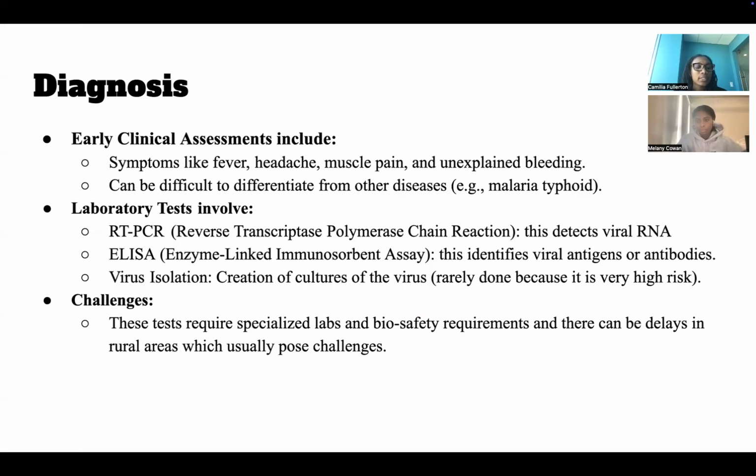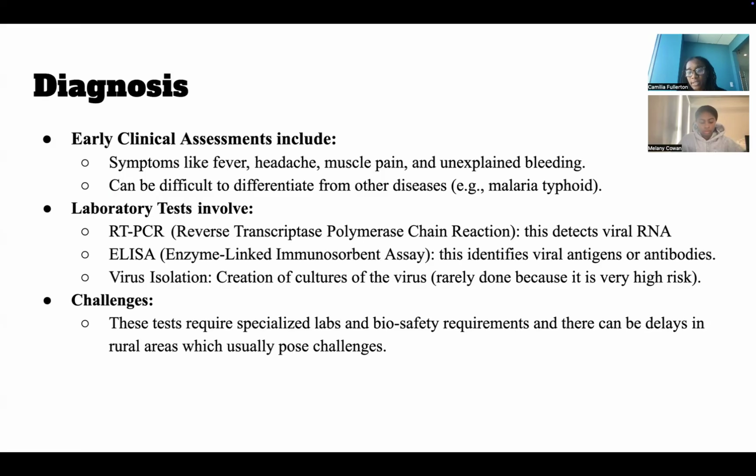And for laboratory tests involved, you have the RT-PCR, which is the reverse transcriptase polymerase chain reaction. This detects the viral RNA. And then you have the ELISA, which is the enzyme-linked immunosorbent assay. This identifies viral antigens and antibodies. And then you have virus isolation, which is the creation of cultures of the virus.